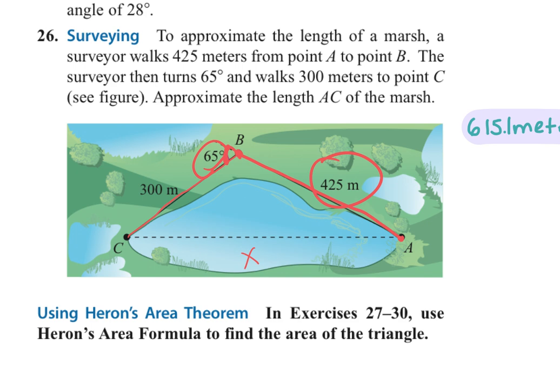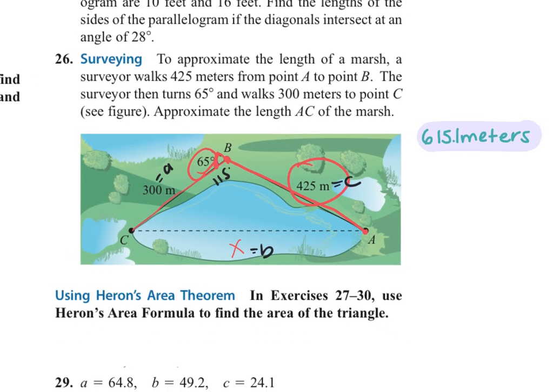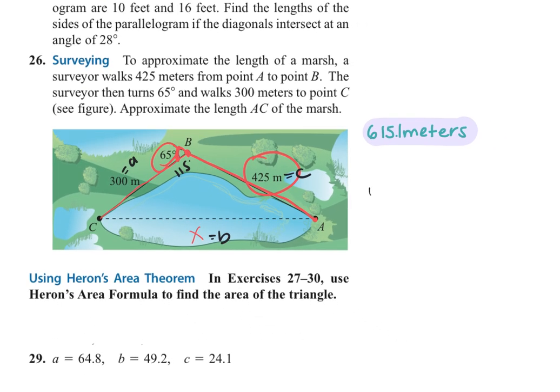If you wanted to name them, this would be your A, this would be your B, and this would be your C. Technically, we don't have the angle in here yet, but we can find it, right? Because these two add up to 180. So if I did 180 minus 65, I get 115. Now I've got side angle side, so I want to use cosine. So B squared would equal A squared plus C squared minus 2AC cosine B.